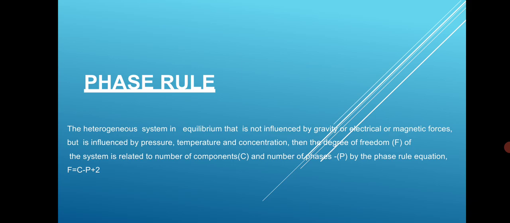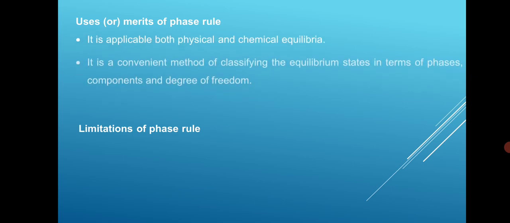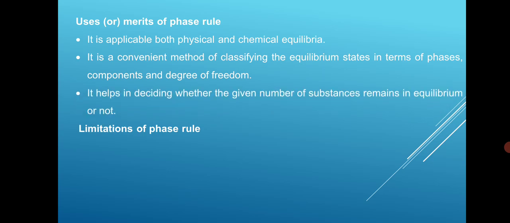Let us see the definition of phase. Before that we have to discuss the merits of phase rule. Phase rule is applicable to both physical and chemical equilibria. It is a convenient method of classifying the equilibrium states in terms of phases, components and degrees of freedom. It helps to decide whether the given substances remain in equilibrium or not.